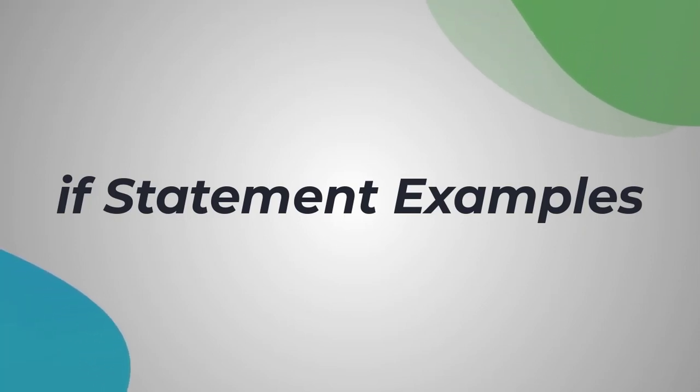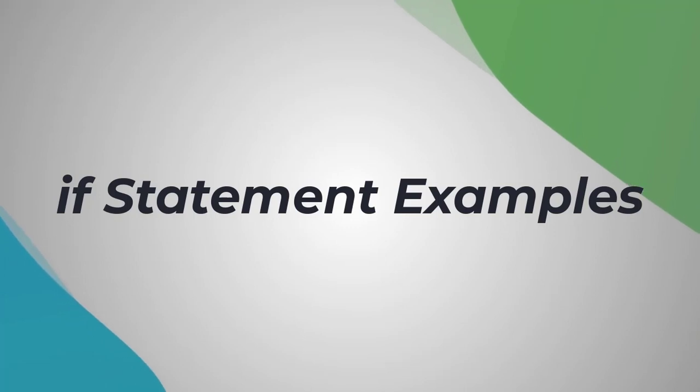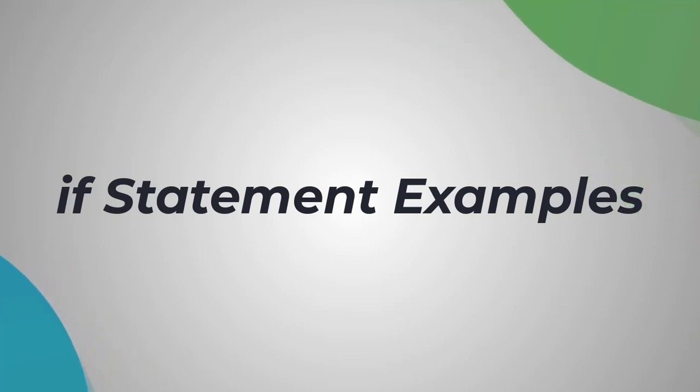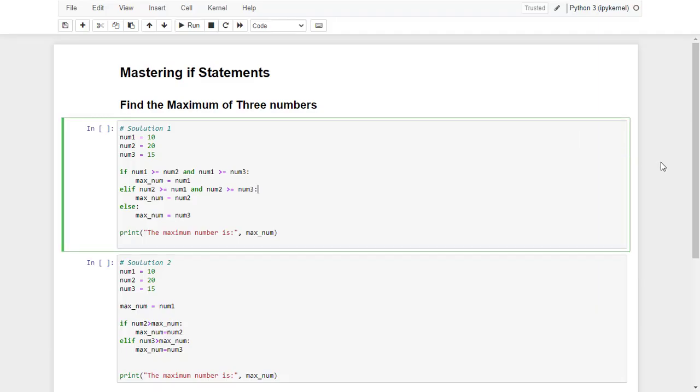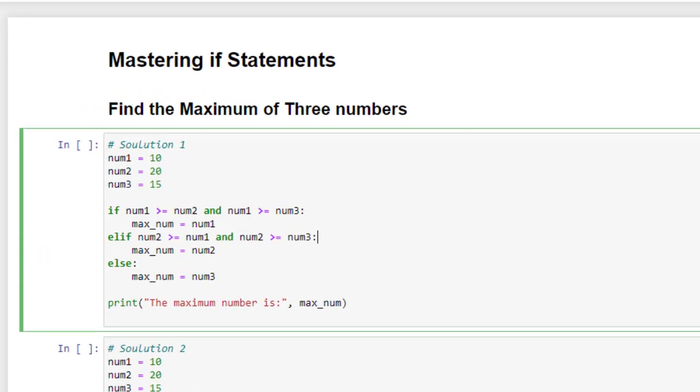In this episode, we'll dive into some examples of if statements in Python. We'll start with a basic example and gradually build up to more complex scenarios. So let's start. First, let's demonstrate how to find the maximum of three numbers using if, elif, and else statements. We'll use a Jupyter notebook for this.